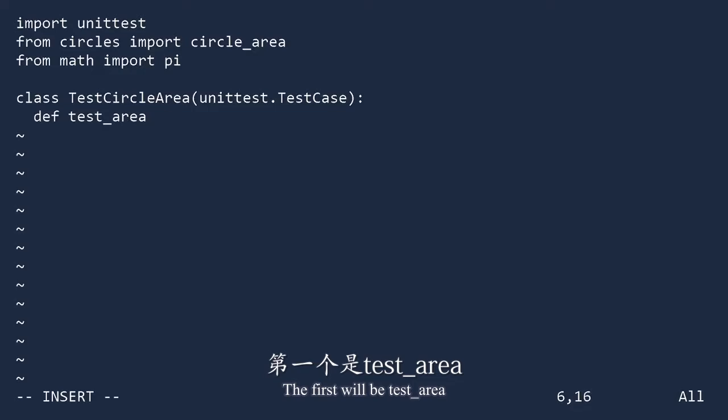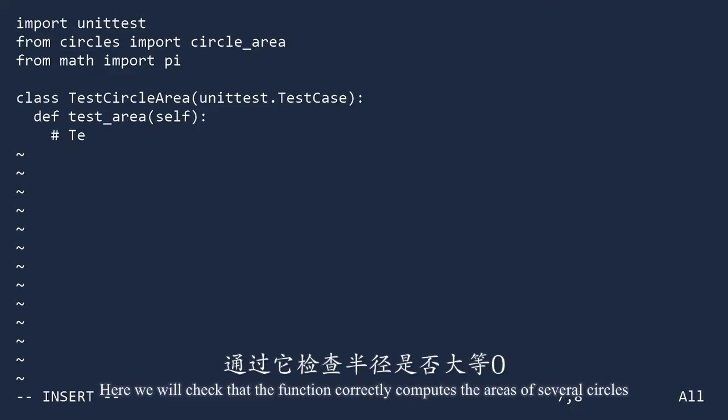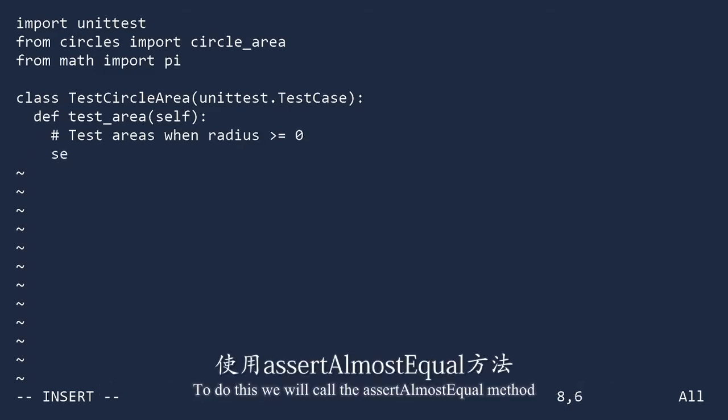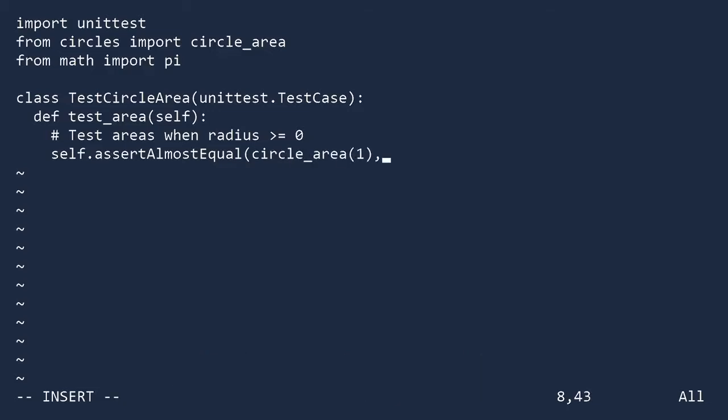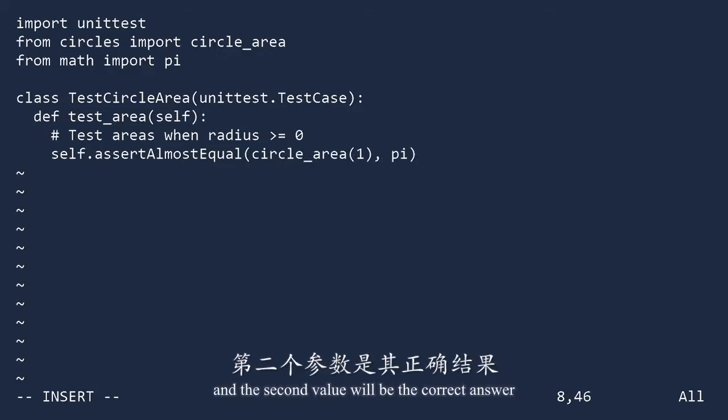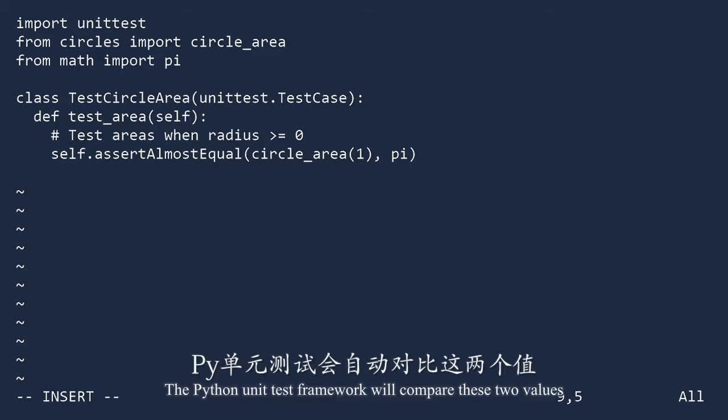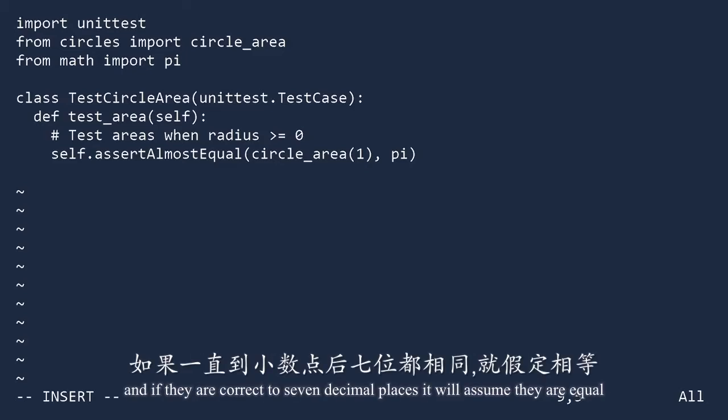The first will be test_area. Here we will check that the function correctly computes the areas of several circles. To do this, we will call the assertAlmostEqual method. The first value will be the output of the circle area function, and the second value will be the correct answer. The Python unittest framework will compare these two values, and if they are correct to 7 decimal places, it will assume they are equal.